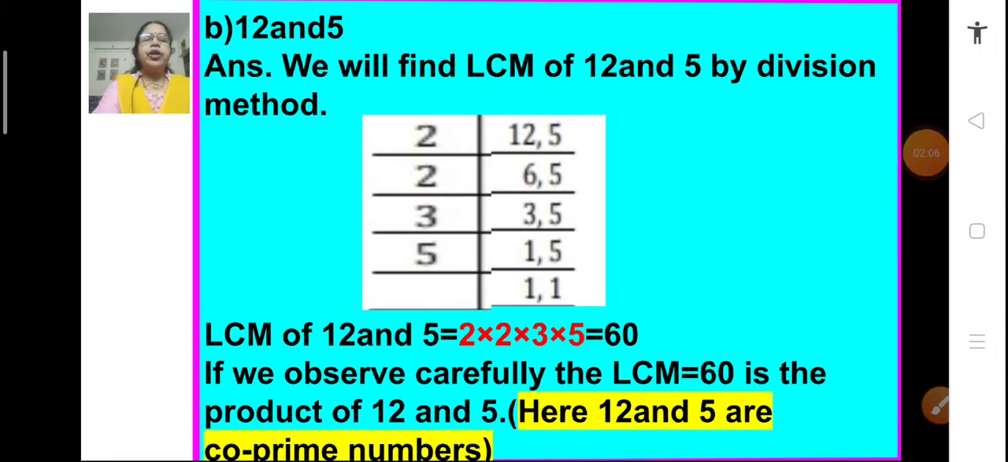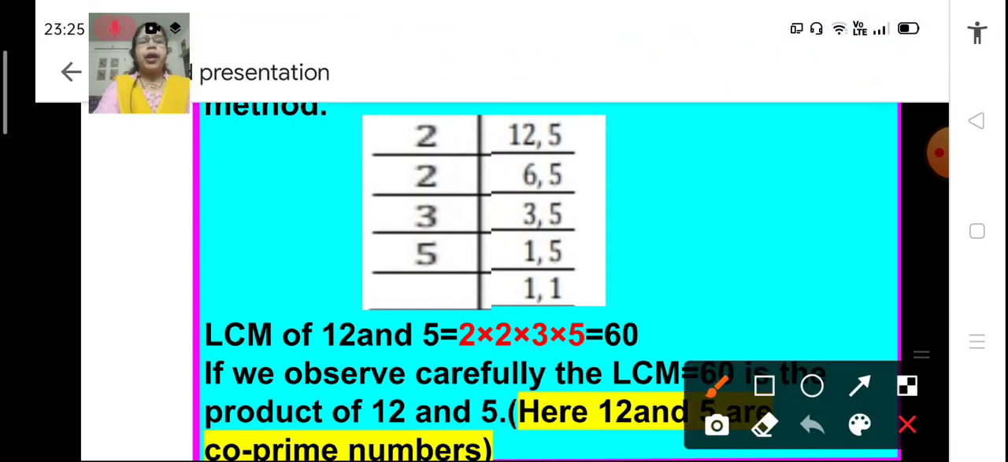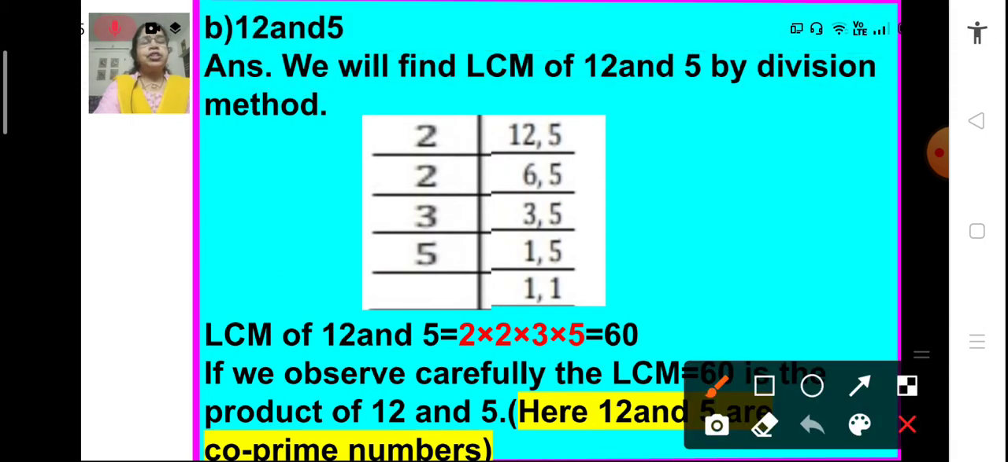12 and 5. So we find the LCM of 12 and 5 by division method. We write 12 and 5 and start dividing by the lowest prime number 2. Since 12 is divisible by 2, we take 2. 2 divides 12, we get 6 here, and 5 will be written as such. Now 6 is divisible by 2, so again we take 2. 2 threes are 6, and 5 will be written as such. Now we move on to the next prime number 3. 3 divides itself, we get 1 here, and 5 will be written as such. Next we take 5, and 5 divides itself, we get 1.